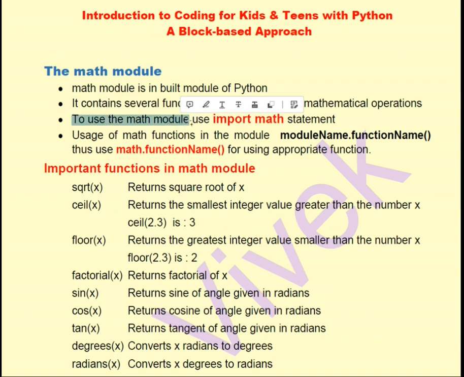To use the math module, use the import math statement. The usage of a math function in the module is module name, dot, function name, and within the parenthesis we may or may not have arguments. Thus use math dot function name for using the appropriate function. So math is the module name and this is the function name which we want to use.